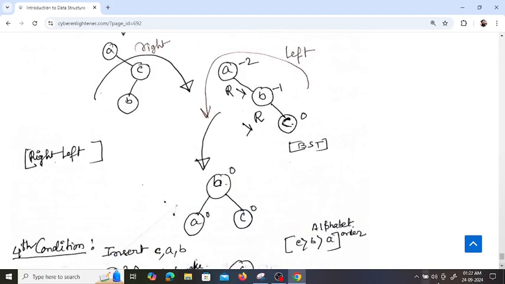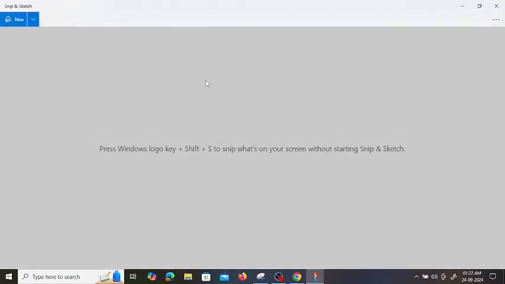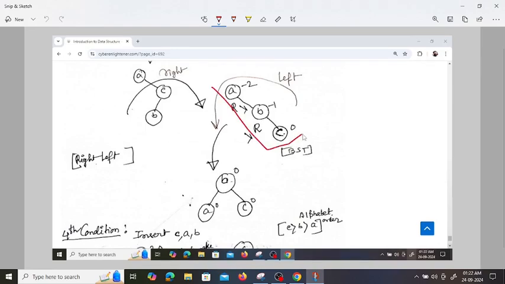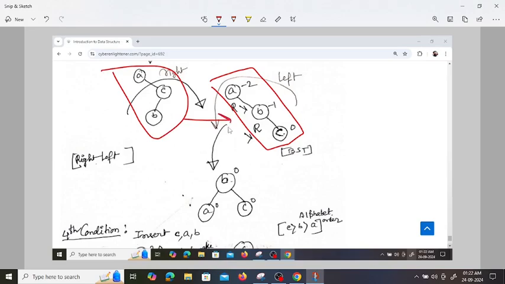Once this is done, you can see this is a very familiar figure to us, because our first condition is this only. Now it is similar to the first condition, so you just do a left rotation here, a left rotation on node A. If you do that, it looks like this. B, with all balance factors 0. So this is the right-left rotation.